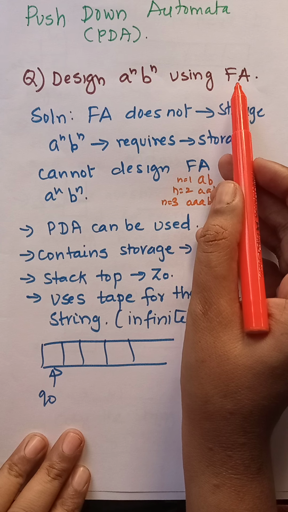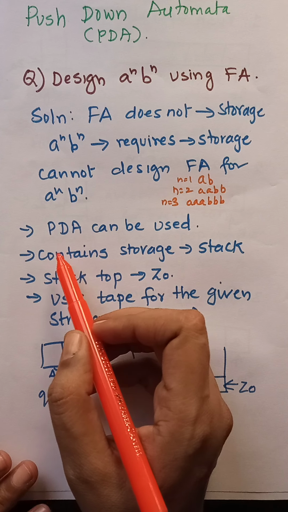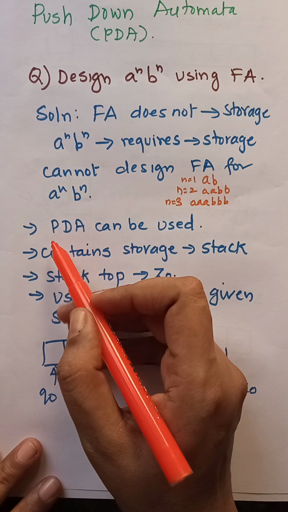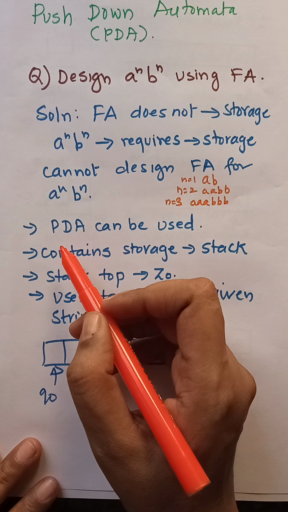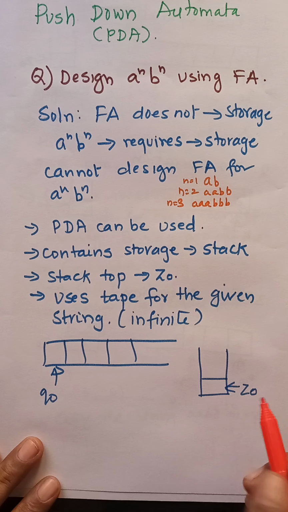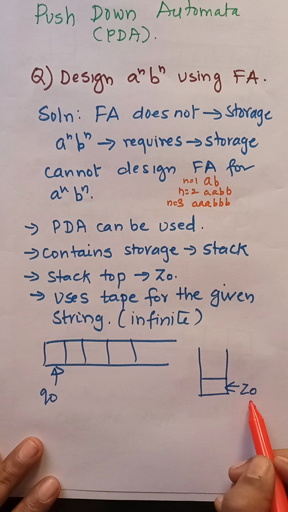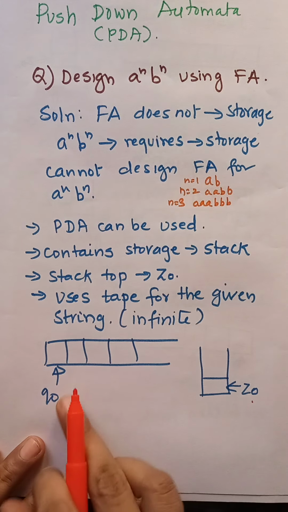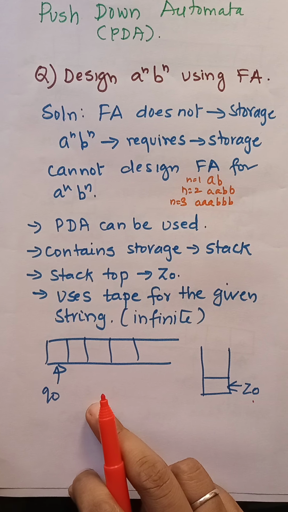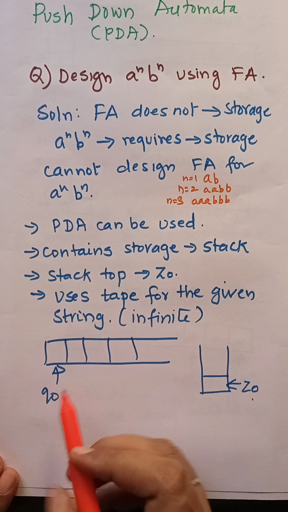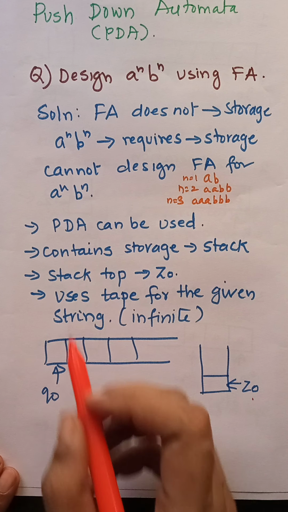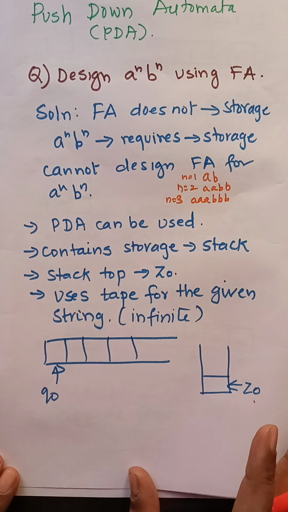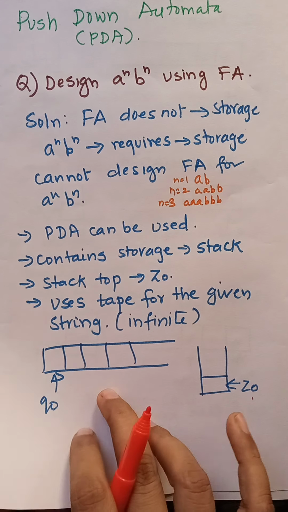So for that we are going to use one powerful automata which is called a push down automata. Now push down automata, as I have already said, has one powerful storage which is called a stack. In the stack we point to the top of the stack by the variable name Z0. Plus, as in FA, we also use a tape here, and the initial state in PDA we represent by Q0. PDA is push down automata. The power related problem which cannot be solved by finite automata can be solved by push down automata.